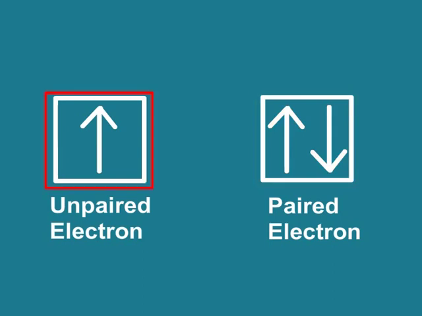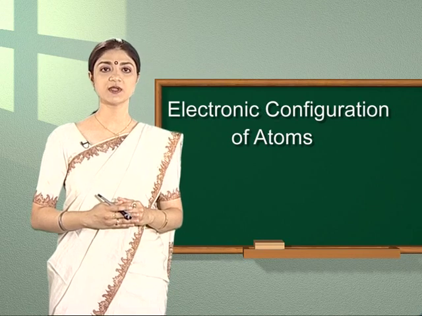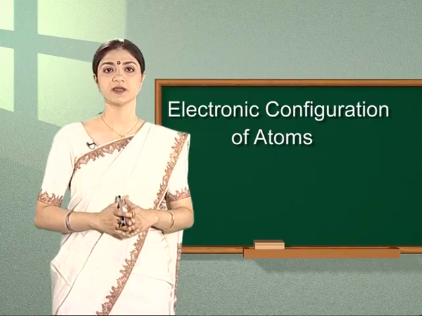The first orbital represents presence of unpaired electron, and the second one shows paired electron. This image shows that one electron is present in px orbital of third principal shell. Aao periodic table de pehle 10 elements di electronic configuration de nazar mariye.